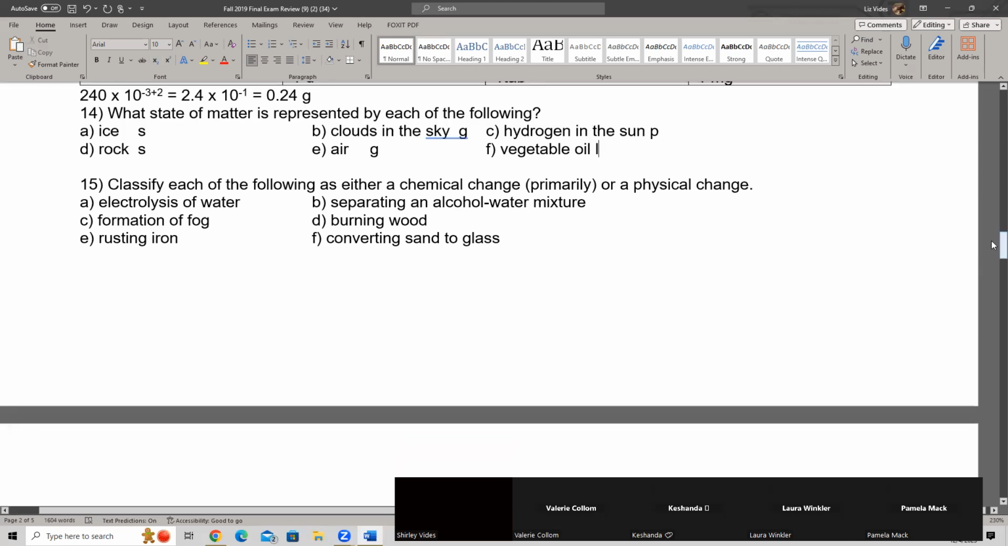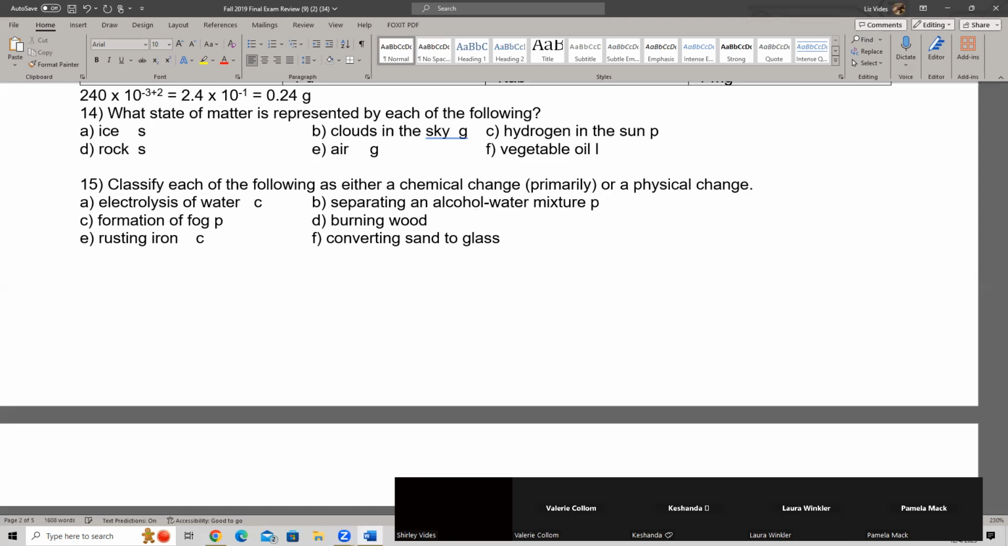All right, now. Well, I mean, anybody knows these. So classify the following as a chemical or physical change. Okay, so electrolysis of water, that means you're breaking water up. That's a chemical change. Formation of fog, all it is is condensation, right? So it is a physical change. Rusting of iron, that's chemical, right? Separating alcohol and water, that is also physical because it's done by boiling point.